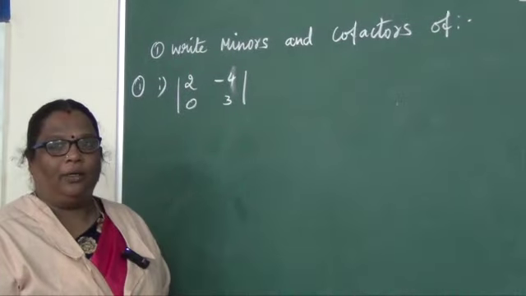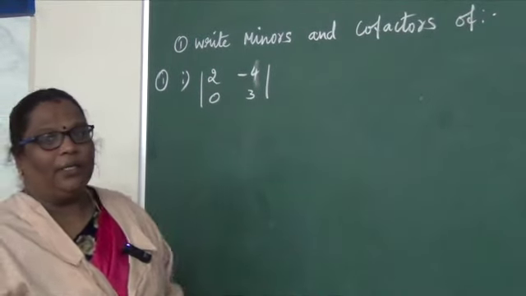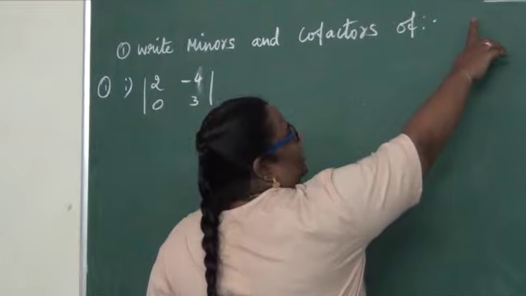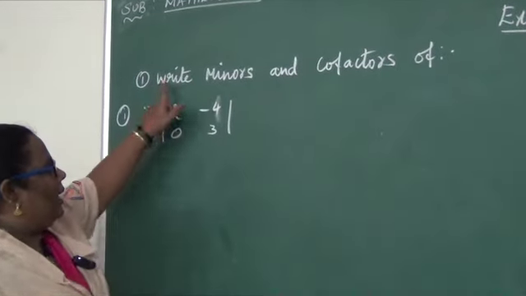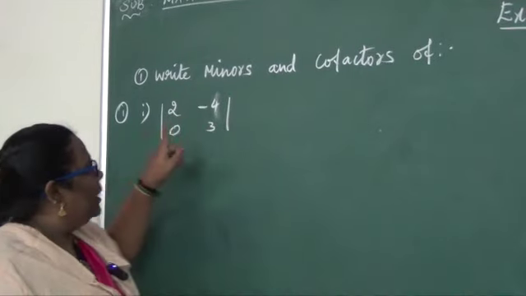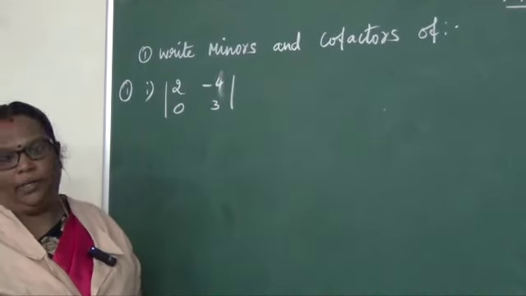Shri Gurubhyo Namaha. This is 12th standard CBSE, 4th chapter, determinants, exercise 4.4. First sum: write the minor and cofactor of the following determinant.